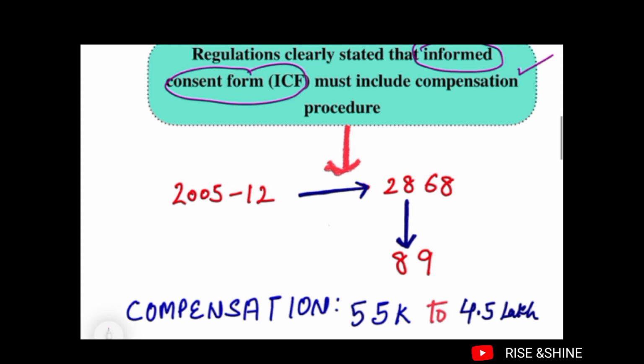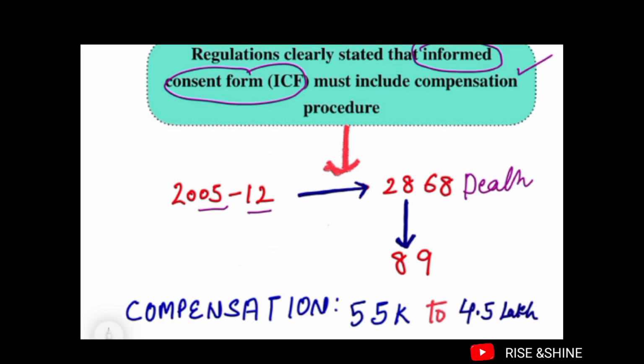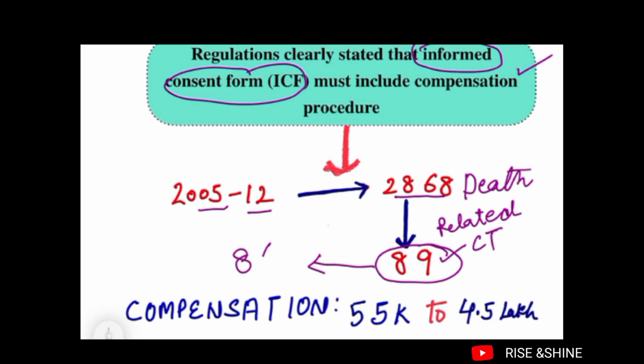Back in 2005 to 2012, the number of deaths in clinical trials was almost 3000. So over 3000 deaths happened in clinical trials in India, and a petition was filed by some NGO in the Supreme Court. They were reporting that deaths were happening in clinical trials, but patients were not being compensated very well. This number is closer to 3000, and only 89 deaths were found related to clinical trial. So out of 3000, only 89 were related to clinical trial. It means there was no strict guideline, and out of 89, only 86 were paid compensation, which is again a very small number. If you compare these two numbers, there is quite a big gap.